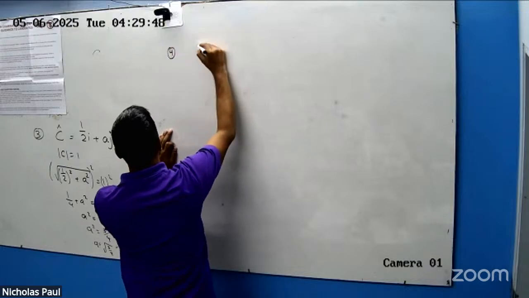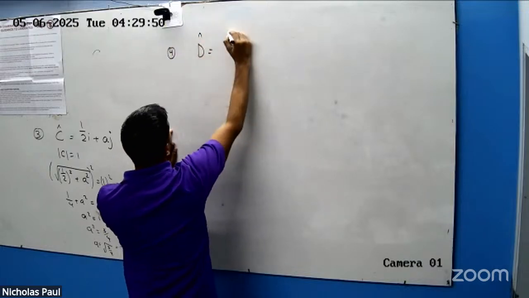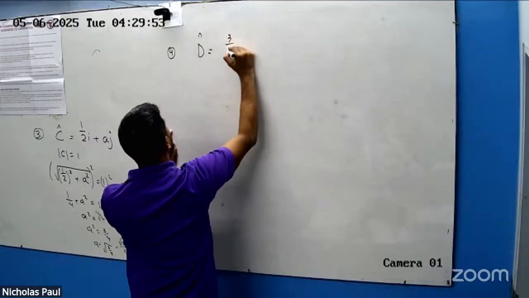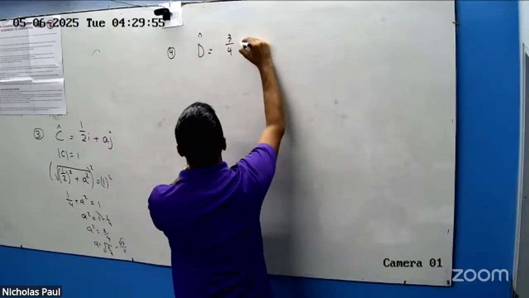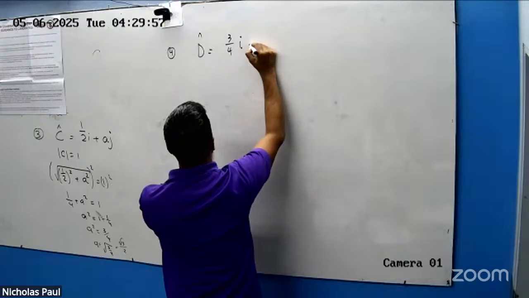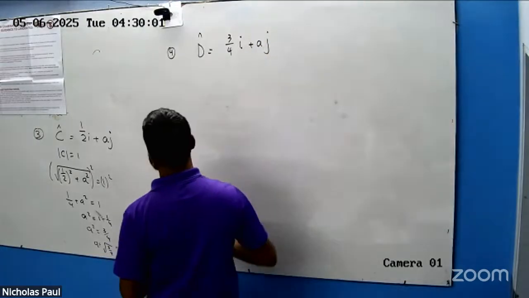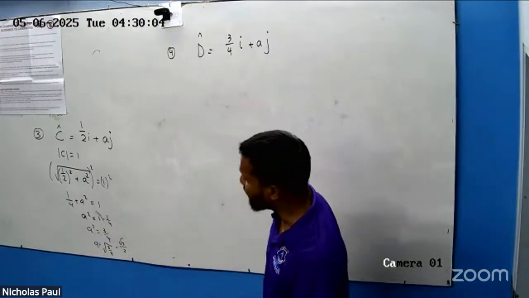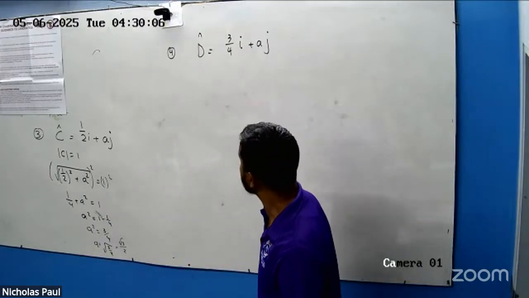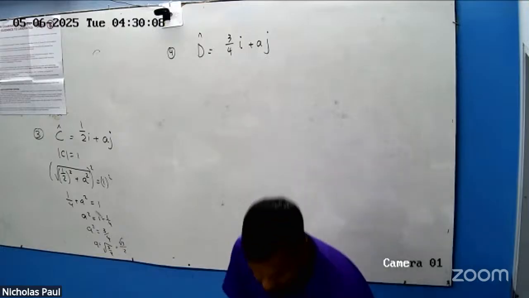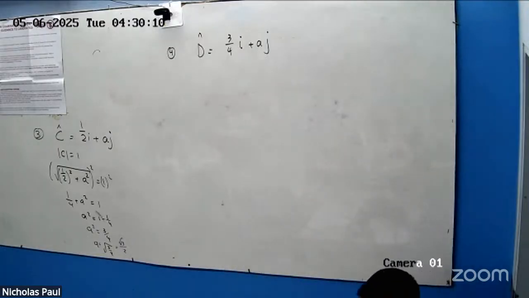I'm giving you our next vector, let me call it D. I'm giving you one that is slightly harder to work with: 3/4 I. Find E. Same principle. Try that fast.